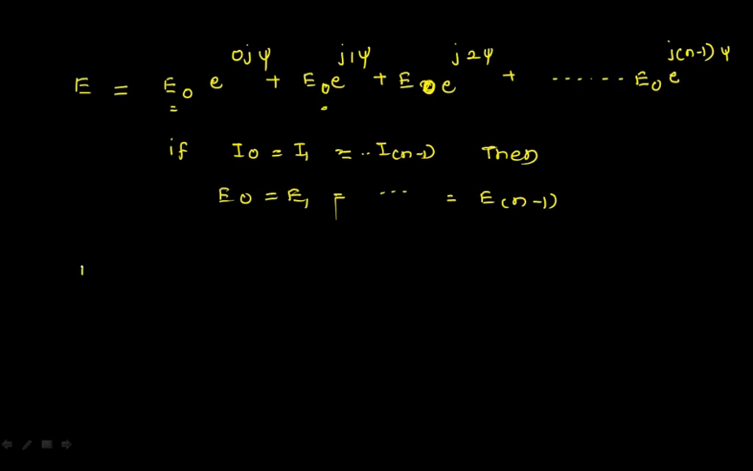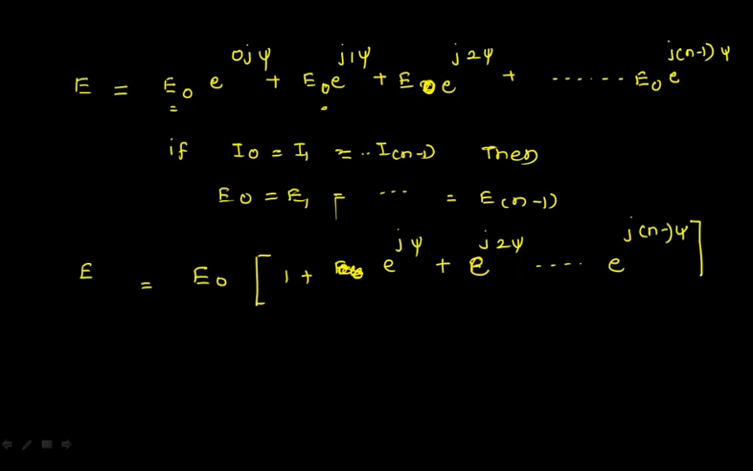Okay, so here E is equal to, I'll just take E0 common here. So e raised to 0, 0 will become 1 here. So 1 plus e raised to j psi plus, I have taken E0 common, so I'll just neglect this, e raised to j 2 psi, and so on, up to e raised to j (n minus 1) psi. Okay, this is my equation number 1. Now I have received an equation over here, which I have given the name equation number 1.